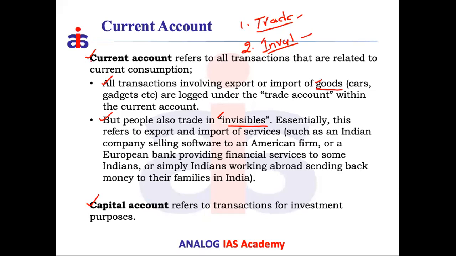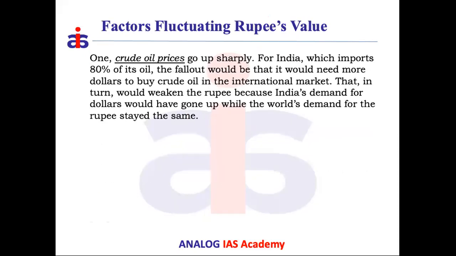The current account is simply the transactions related to trade of goods and invisibles in a particular year. Okay, next. What are the factors at present which are creating pressure on the rupee value, making it fall? The first reason is that crude oil prices have gone up. Why crude oil prices? What is the problem with the crude oil price increase?